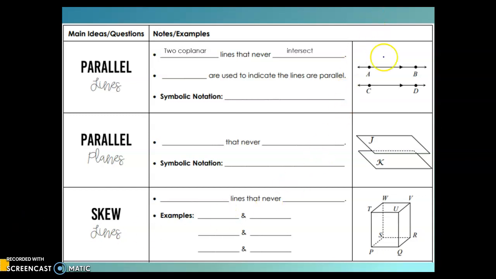You can see my picture over here to the right. We have line AB and line CD. They have the same slope. Both of them have a slope of 0. They're in the same plane. I like to imagine that I could take a piece of paper and pass it through all 4 points, and those 4 points would be on that piece of paper. Or I could connect those 4 points with a piece of paper when I'm trying to imagine if they're coplanar.